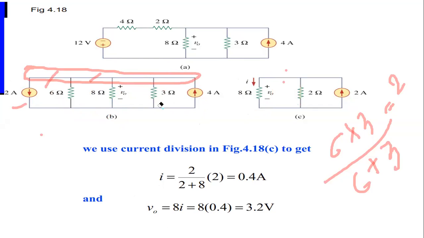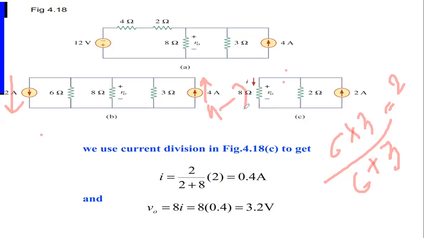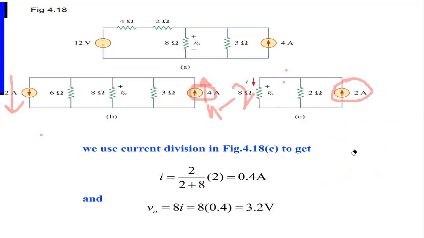So now we can see that this 2 ampere and 4 ampere source are in opposite direction. 4 ampere is going like this, 2 ampere is going like this. They can be subtracted. So 4 minus 2 will be 2. The direction will follow the 4 ampere current because it is greater. 2 ampere is downward but it is less, 4 ampere is upward and it is more. So net current is 2 ampere in this direction.